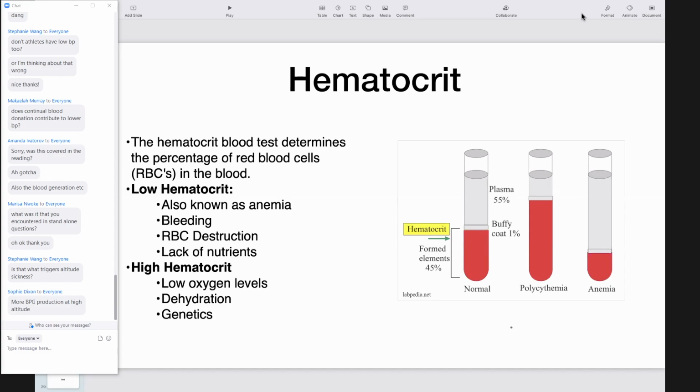Is that what triggers altitude sickness? This isn't what triggers altitude sickness. This isn't something that happens on an acute level. Altitude sickness is just, hey, there's a lower partial pressure of oxygen. Your brain's not getting enough oxygen. Your body's getting enough, but ideally not as much as it would otherwise, where it just causes a lot of stress in your body. You feel like trash.